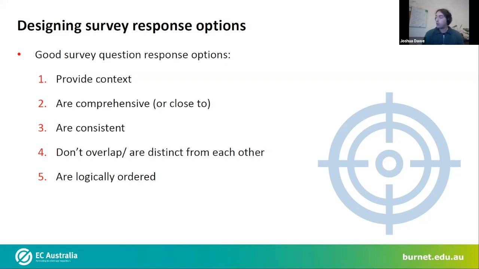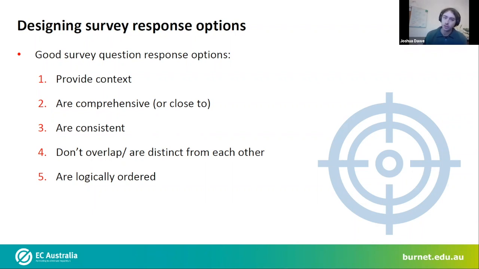They should not overlap. I'm not sure if you guys have ever seen this, but I see it quite a lot. Sometimes you'll get a set of response options and it might go, what age are you? And it might ask 20 to 30 and then 30 to 40. And if you're 30 exactly, then you'll fit across 2 categories. So it's important to make sure that the response options are actually distinct from each other.